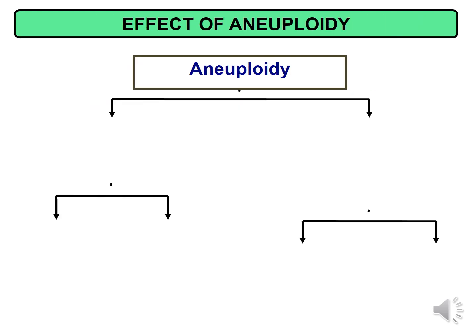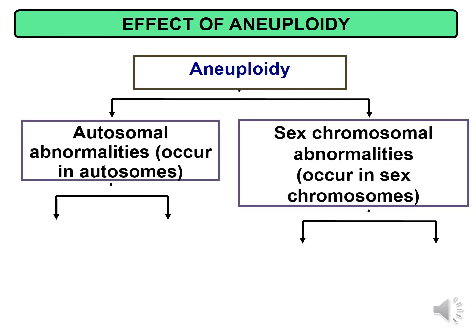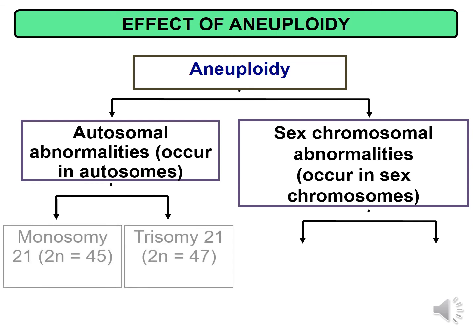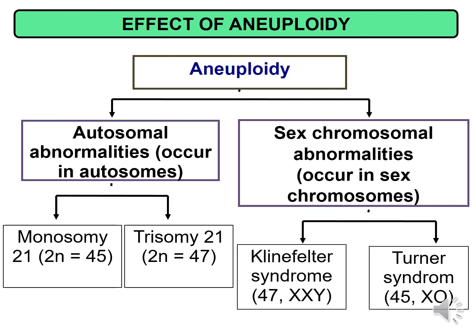These are the effects of aneuploidy. It occurs either as autosomal abnormalities, which occur in the autosome, or sex chromosomal abnormalities, which occur in the sex chromosome. If it occurs in the autosome, examples are monosomy 21 or trisomy 21. But if it occurs in the sex chromosome, the examples are known as Klinefelter syndrome or Turner syndrome.